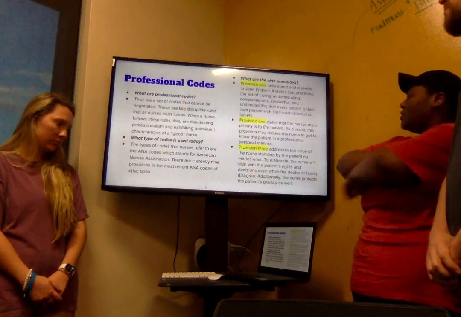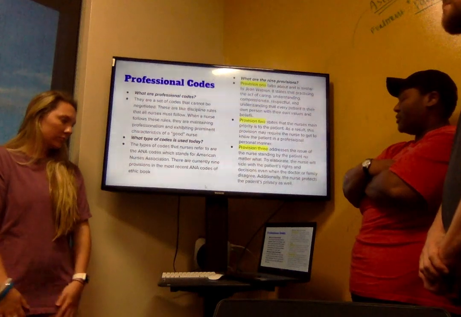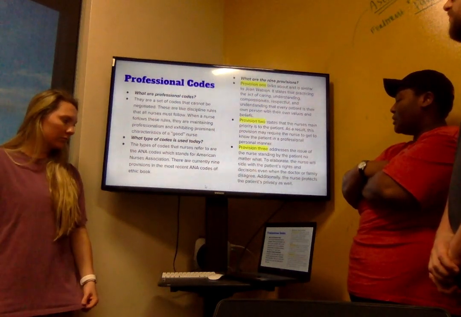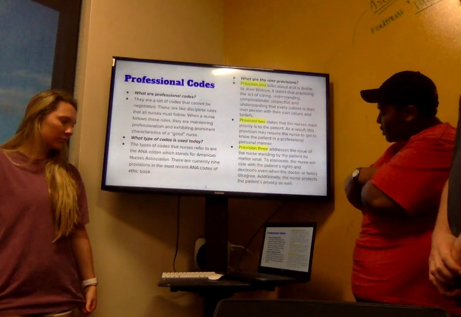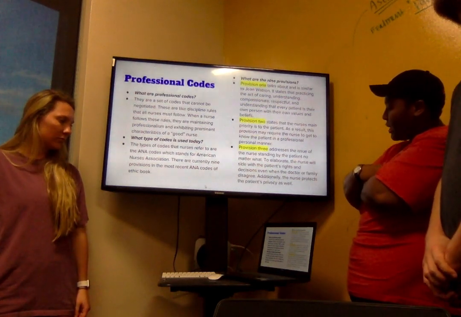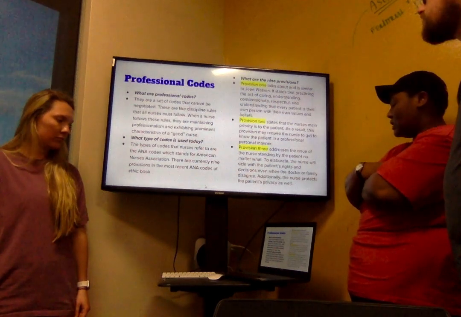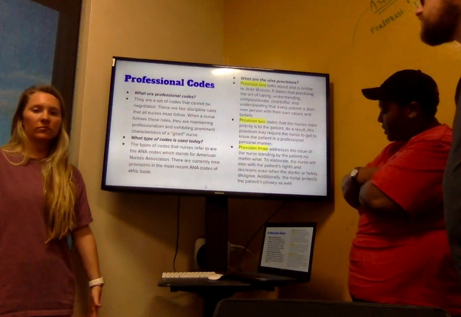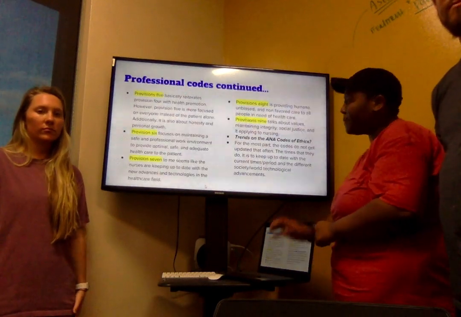Provision 2 states that the nurse's main priority is to the patient. As a result, this provision may require the nurse to get to know the patient in a professional, personal manner. Provision 3 addresses the issue of the nurse standing by the patient no matter what. To elaborate, the nurse will side with the patient's rights and decisions, even when the doctor or family disagree. Additionally, the nurse protects the patient's privacy as well.